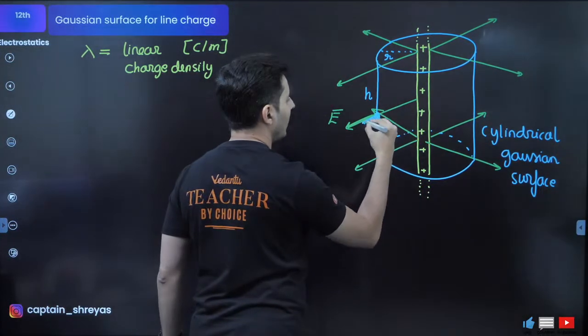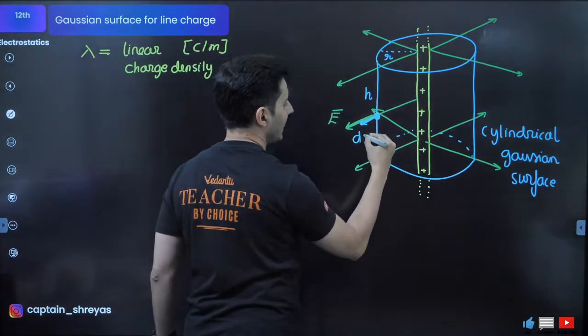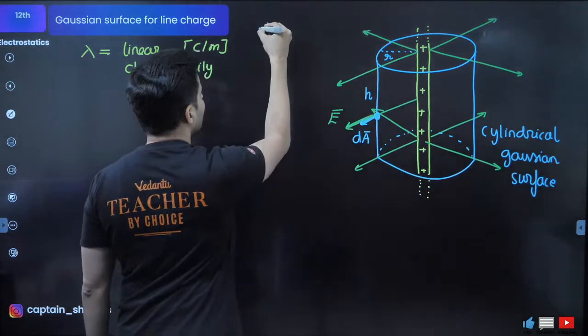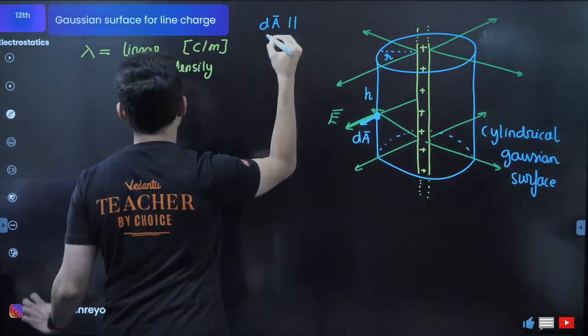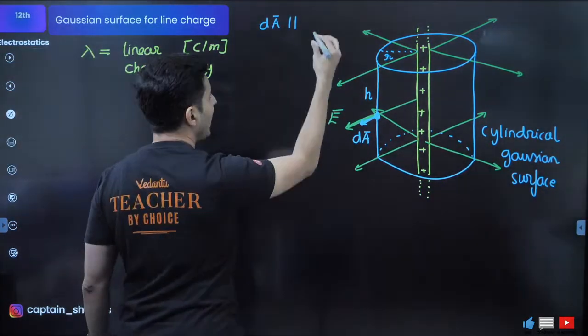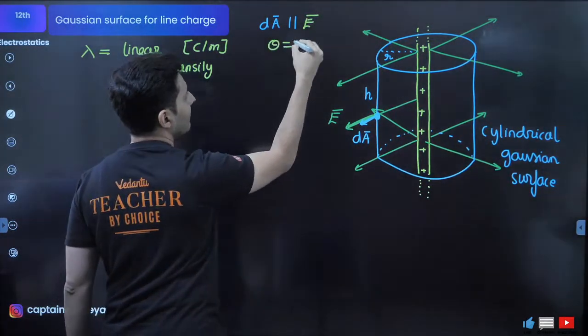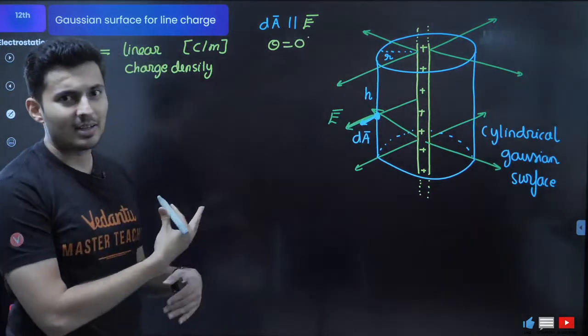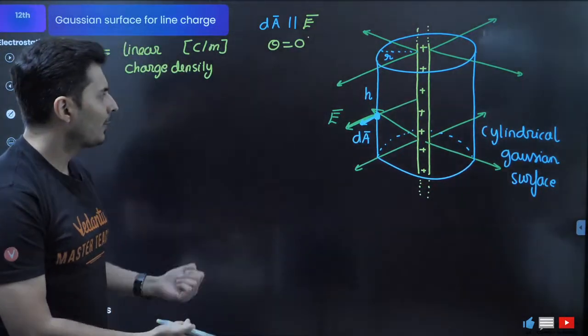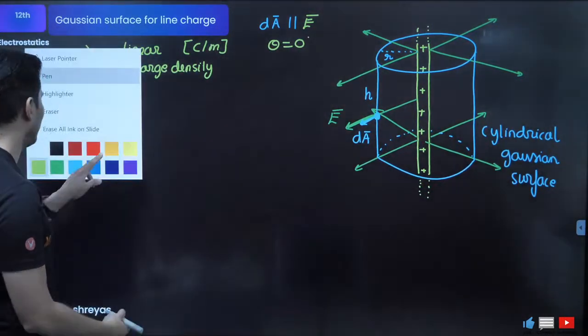which is going to point outwards. So this is my area vector. Again, I see that my area vector is parallel to the electric field vector. That means theta is definitely 0. I can do similar things to what I have done before. Now I will do one thing. I'll apply Gauss's law and see what happens.